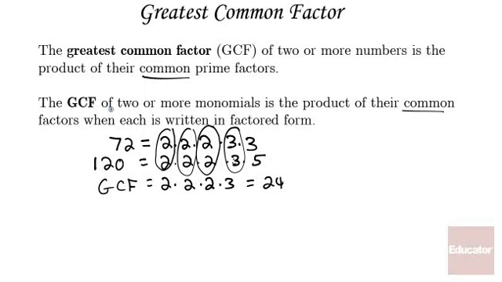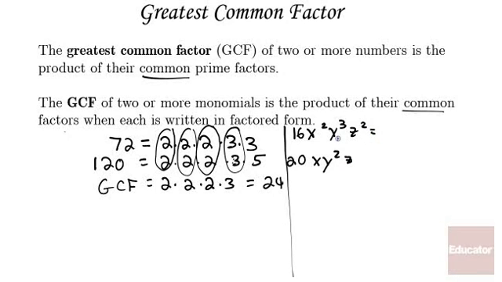The greatest common factor of 2 or more monomials is the product of their common factors when each is written in factored form. So I'm going to approach this similarly. For example, if I have 16 x squared, y to the third, z squared, and 20 x, y squared, z, I can factor these out. And first factoring the numbers.